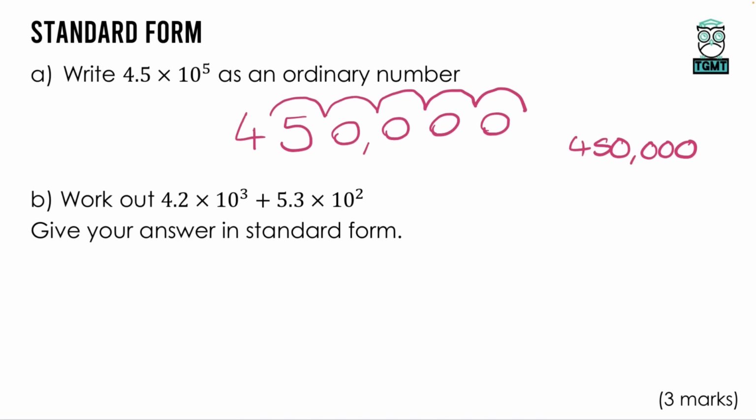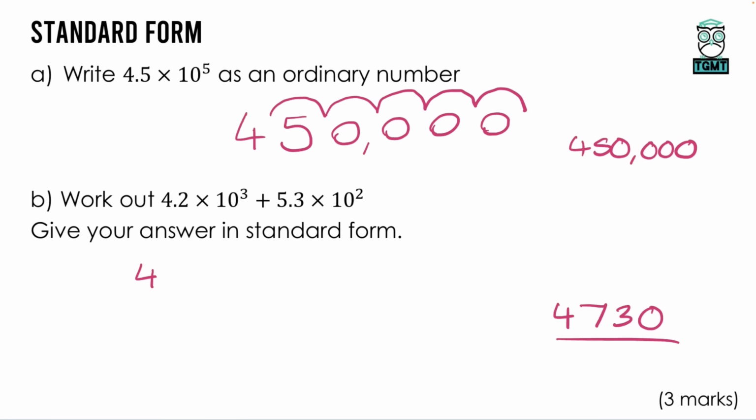For the next one, we have adding numbers in standard form. Now again, you may also be able to use your calculator for this. So if we type this in, 4.2 times 10 to the power of 3 plus 5.3 times 10 to the power of 2, that actually comes up straight away on my calculator as 4,730. And there we go, I get my answer straight away. Now, of course, if you didn't do that on a calculator, you could convert them both to ordinary numbers.